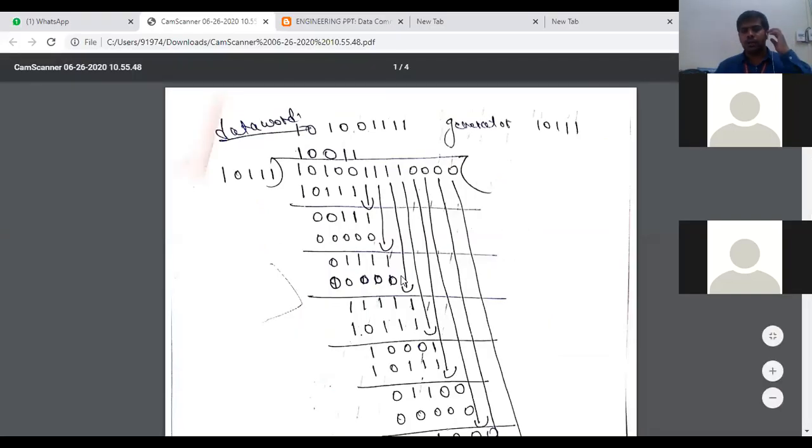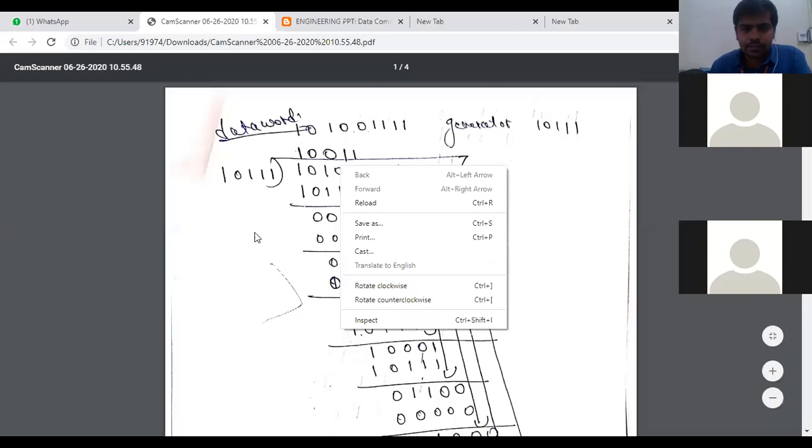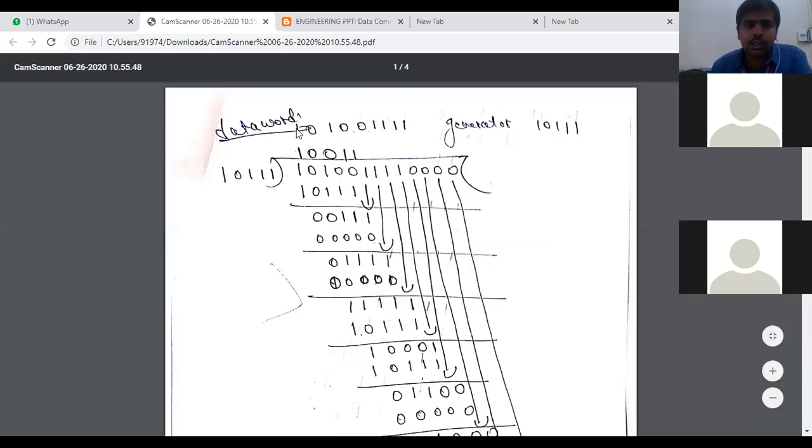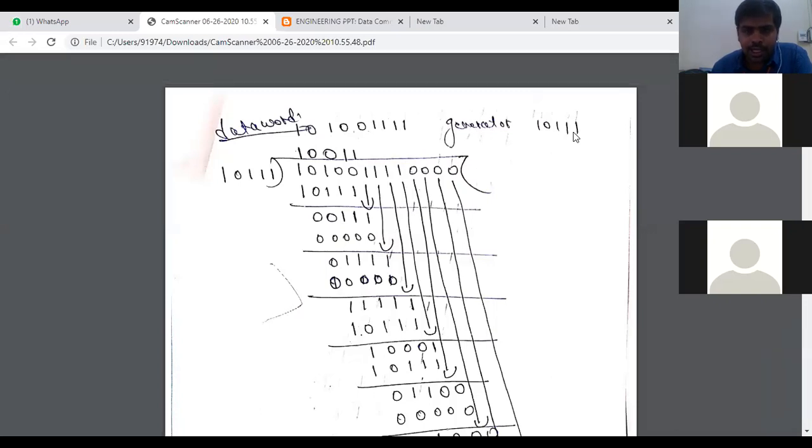In your IA question paper, I had given the data word as 101001111, and the generator I had given. The generator is nothing but the divisor 10111. This is the data I had given in your IA.